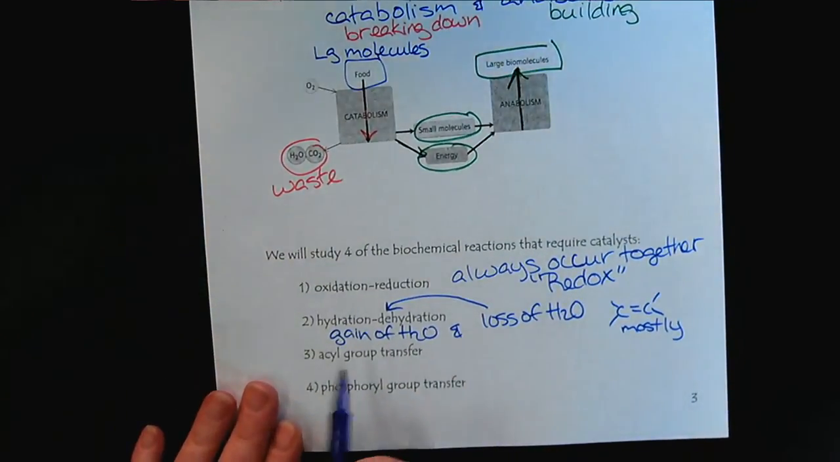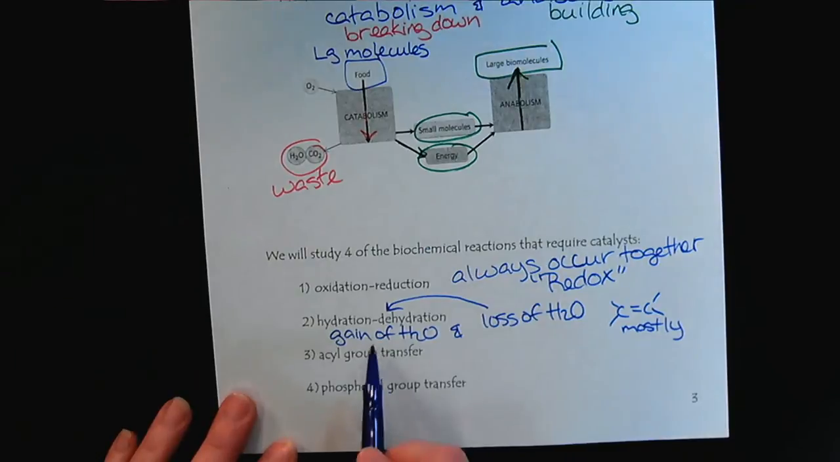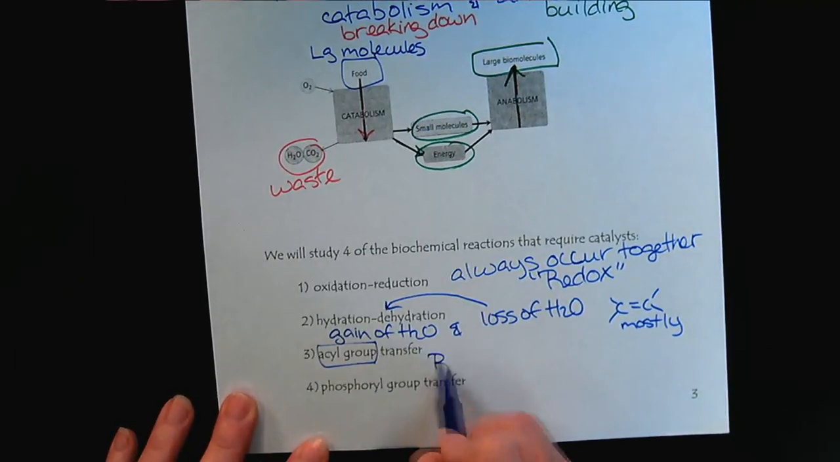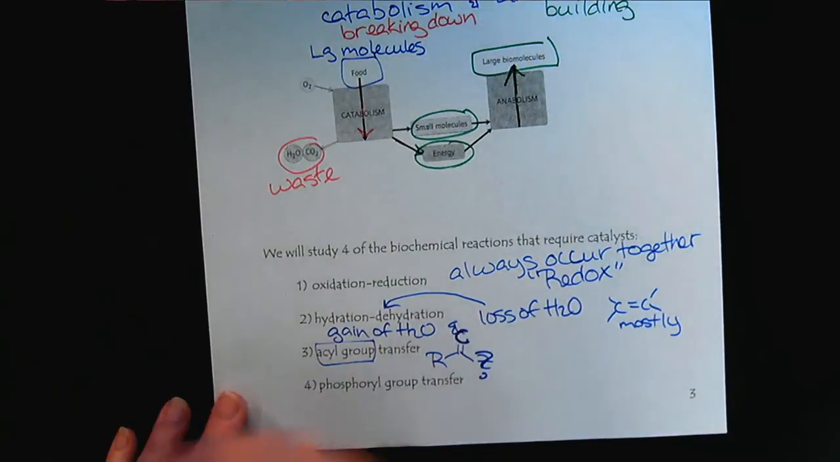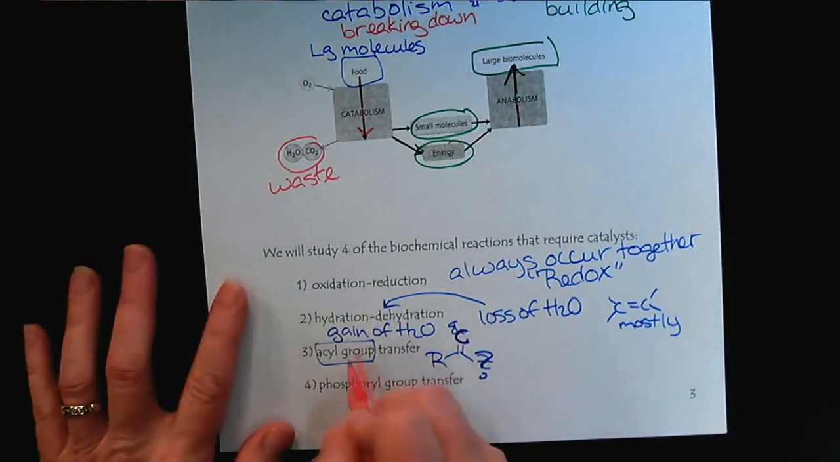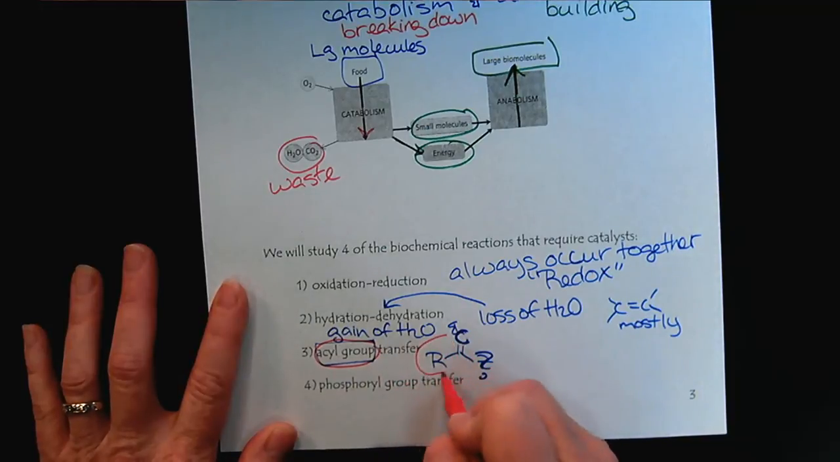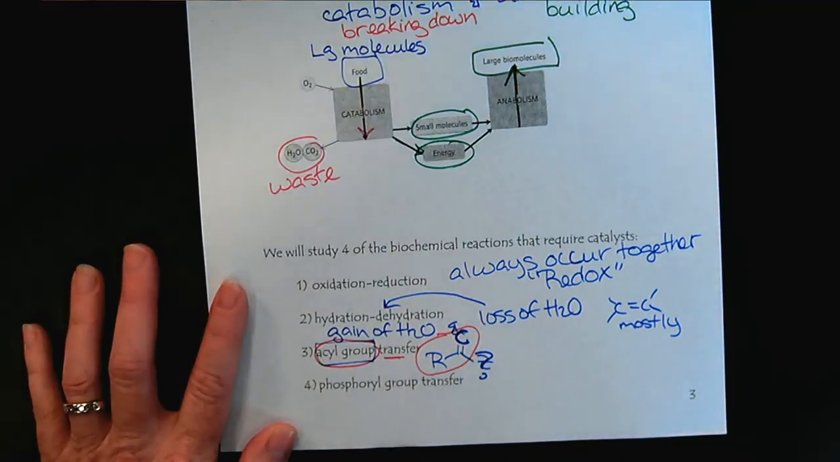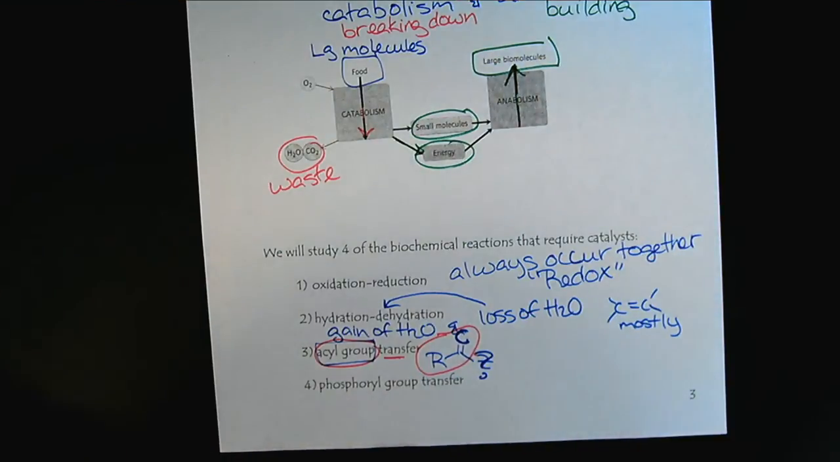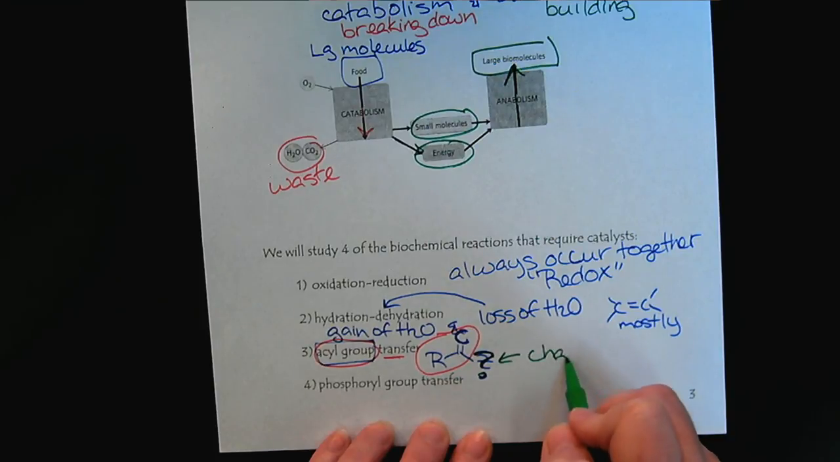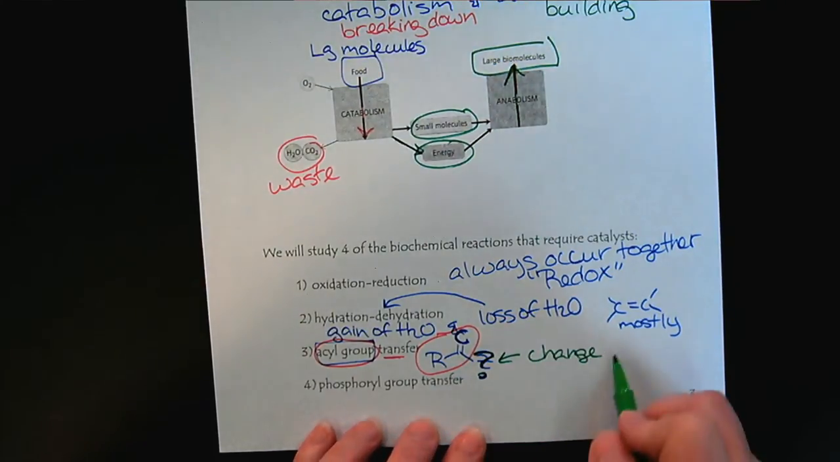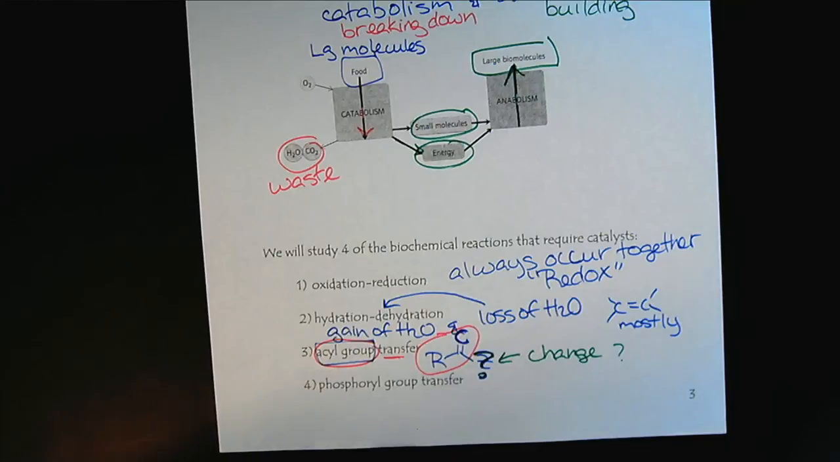And then we will look at the acyl group transfer reaction. And so here's an acyl group. We'll talk more about that when we get there. Maybe we'll use a question mark. The acyl group is this part right here, and the reason we call it transfer is that this question mark can vary. We can change what the acyl group is bonded to. So we'll explore that reaction.